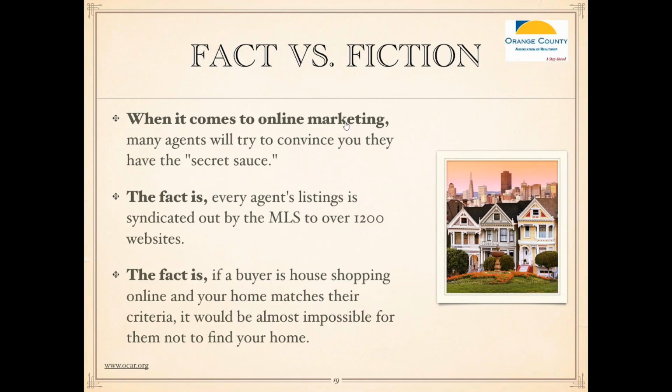Fact versus fiction. When it comes to online marketing, every agent that I know of says that they have the secret sauce, but in actuality, when agents put a listing into the MLS, your listing automatically goes out to, not in this case 1,200, but actually 91,000 websites worldwide, automatically. It is impossible today for a buyer not to find your home on the internet. If I put it in the MLS, trust me, buyers will find it. But the only reason why a buyer won't pick your home is if they consider it overpriced. So it's important that we discuss price, right? So this is fact versus fiction.